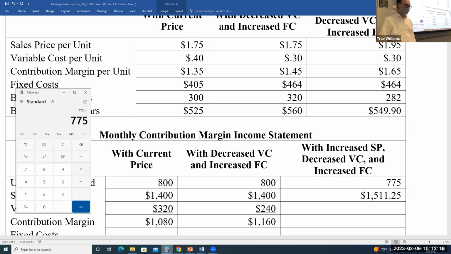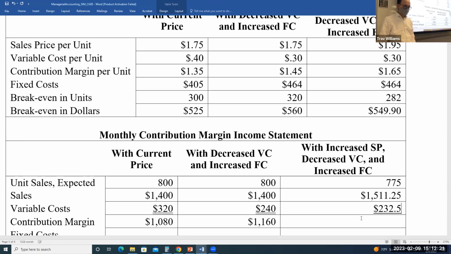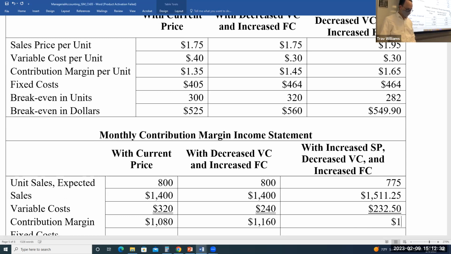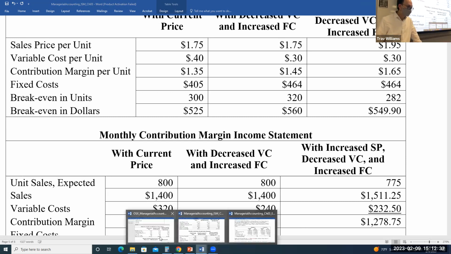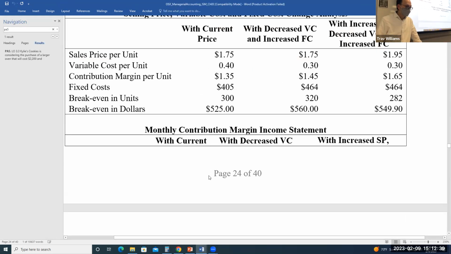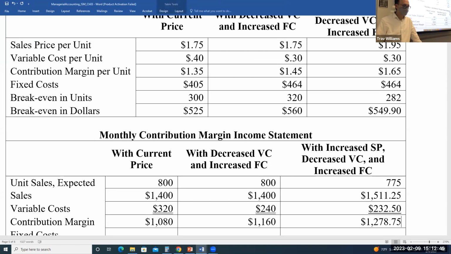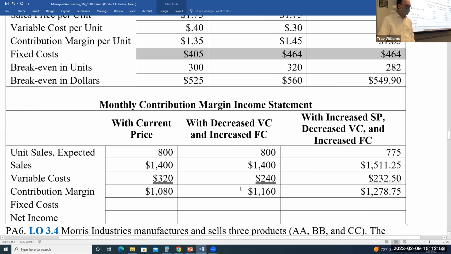What is it? 132.50. Thank you. Right. Okay. Track that. 1,278.75. Let's see how we're looking so far. $1,080, 1,160, 1,278.75 looks good. Okay, then we get our fixed costs, right? Copy and paste those down.